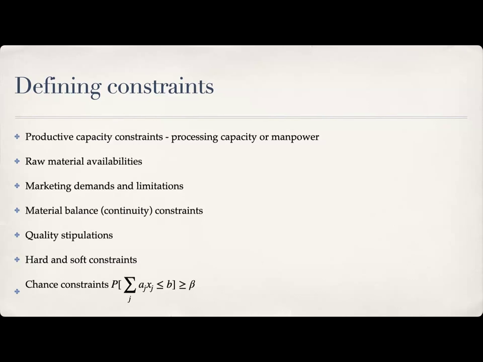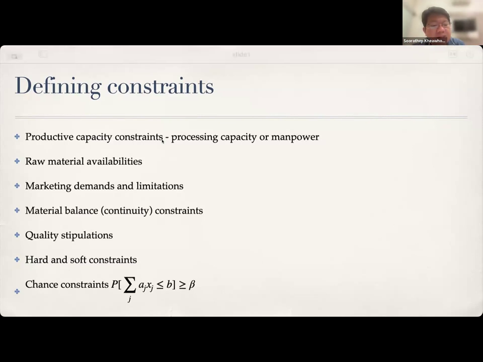Equality constraint. It should be inequality constraint, right? You don't have to order the maximum raw material. As long as, for example, you want to maximize profit, as long as the profit is maximized, you don't have to use the maximum raw material, right?